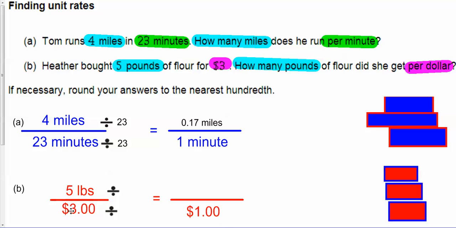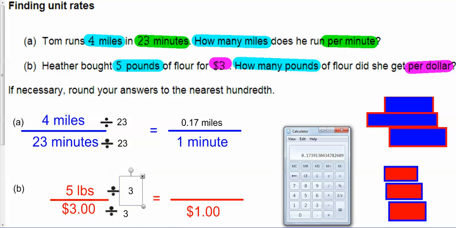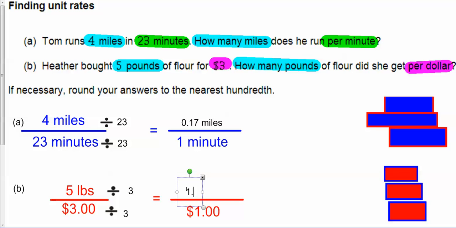So how do I get from 3 to 1? I divide by 3. What do I do to the numerator? Divide by 3. I can do this one ahead, but I'll use my calculator anyway. 5 divided by 3 gives me, should be 1 6/10. Ooh, it's a good thing I use the calculator. 1 decimal point 6 repeated. So I'm going to call it 1 decimal point 67. 1 decimal point 67 pounds. 1 2/3 pounds. 1 and 67 hundredths. Okay, I called it 1 and 67 hundredths because I rounded.